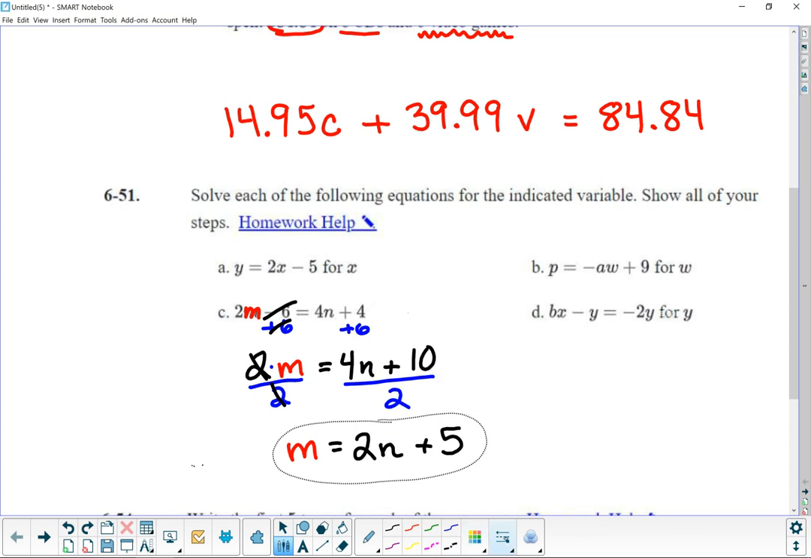And D, solve for Y. If you look at this, there's a y right here, and there's a y right here, which means we've got to put them together. So first thing I'm going to do is put them together by adding y. By doing that, these will cancel, and I'll be left with bx equals. Now I've got to figure out what negative 2y plus y is. If you're using the calculator, it's just negative 2 plus 1, which makes negative 1y.